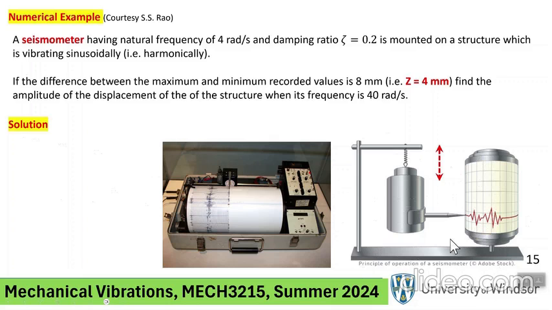If there's an earthquake, the base moves up and down. It makes this mass vibrate up and down, and it records the displacement. Now remember, under certain conditions, this displacement that you get is precisely the displacement of the base, and we discussed that in the seismometer section of this lecture.